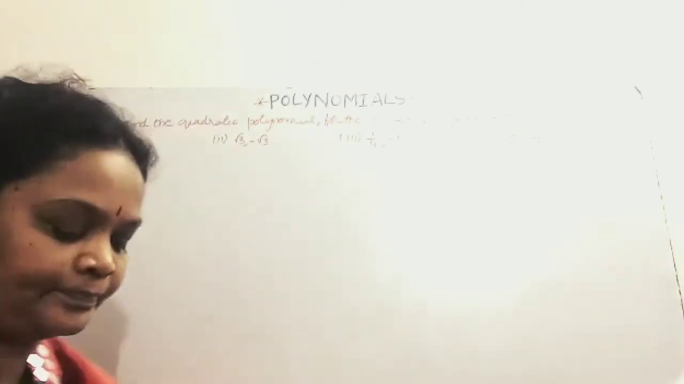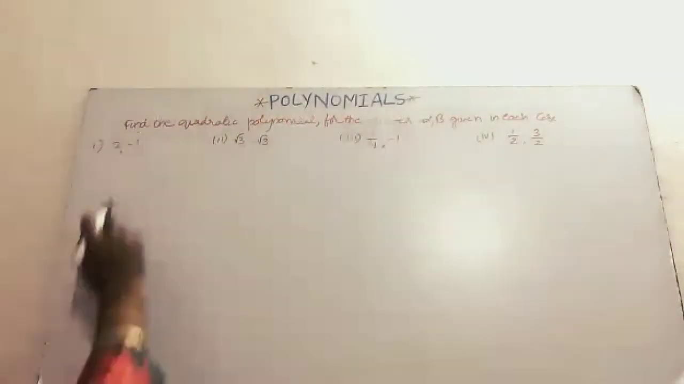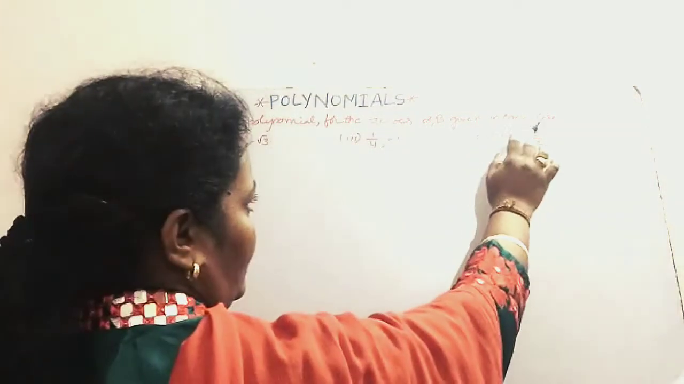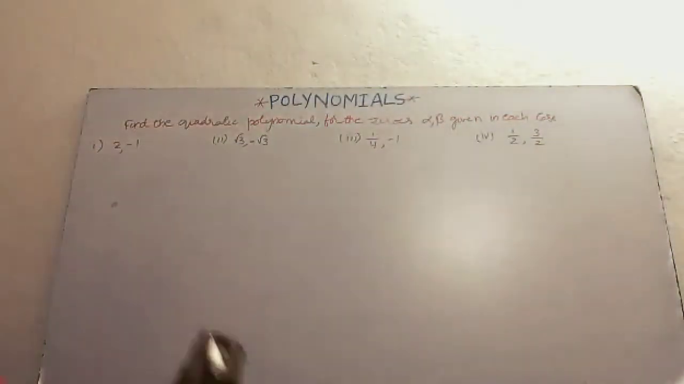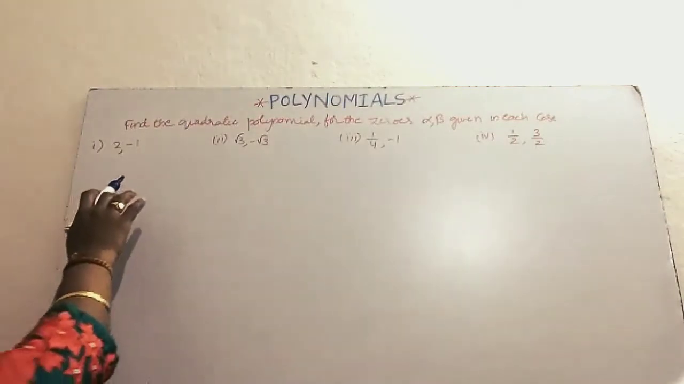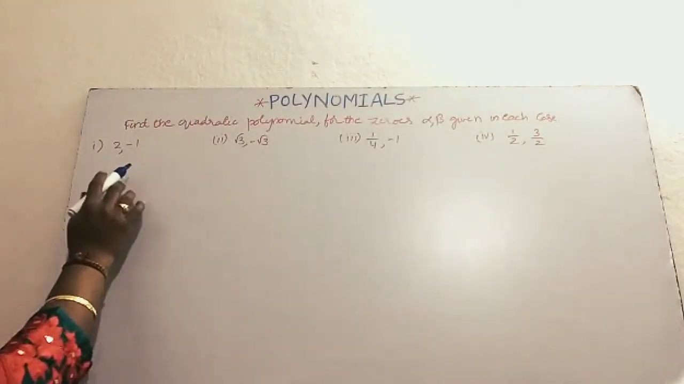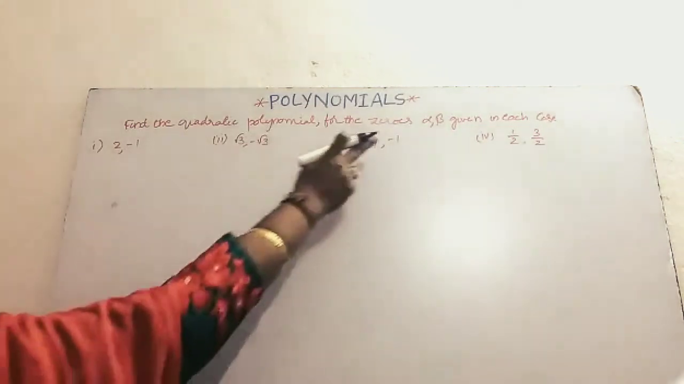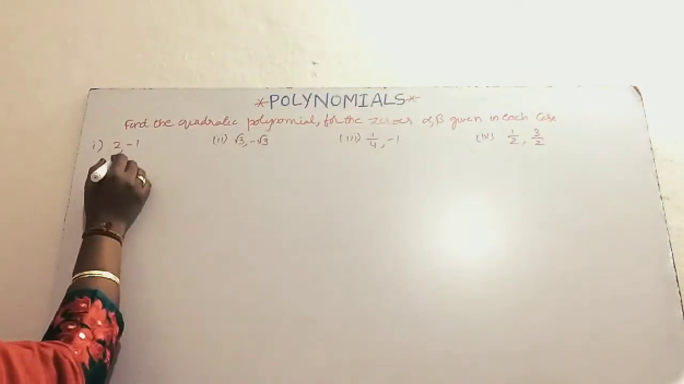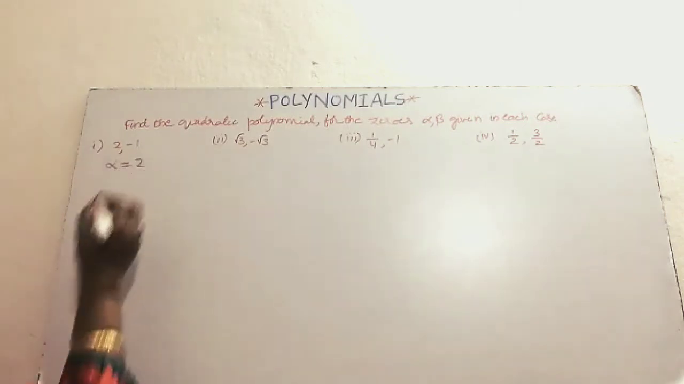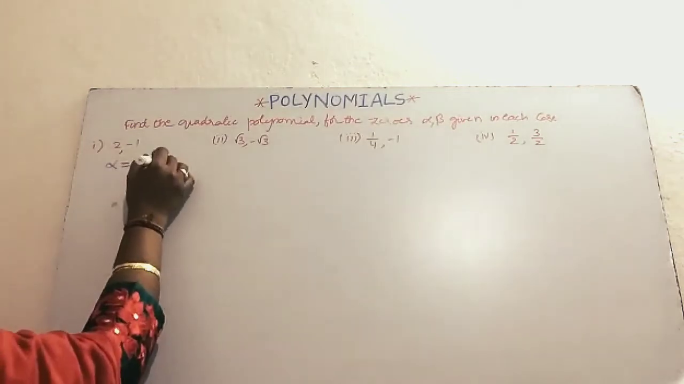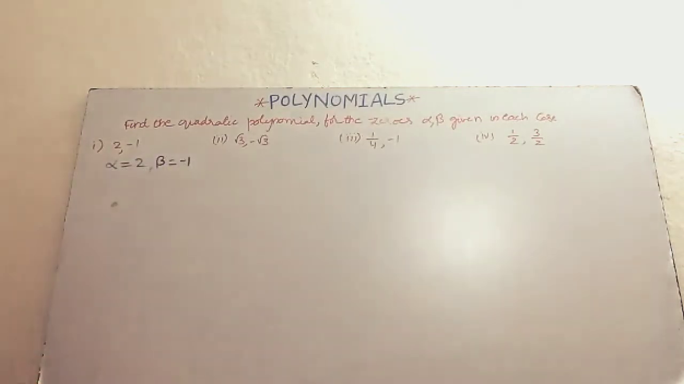Next problem. Find the quadratic polynomial for the zeros alpha, beta given in each case. So the first problem is 2 comma minus 1. So what did they give? Alpha and beta. So alpha is equal to 2 and beta equal to minus 1.